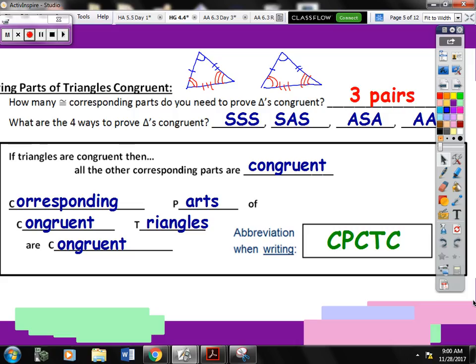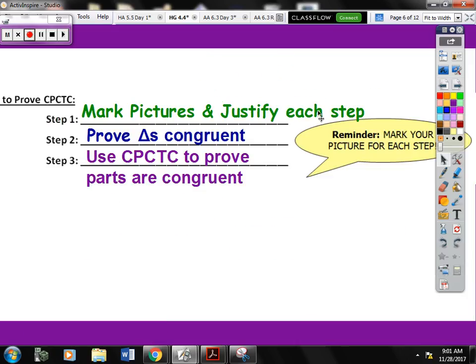All right, so our plan to prove CPCTC is just like we did before break. We're going to mark the picture and justify each step. We're going to prove that the triangles are congruent by either one of the ways that we had above, so either side, side, side, side, angle, side, etc. And then we're going to add an additional step to the proof.